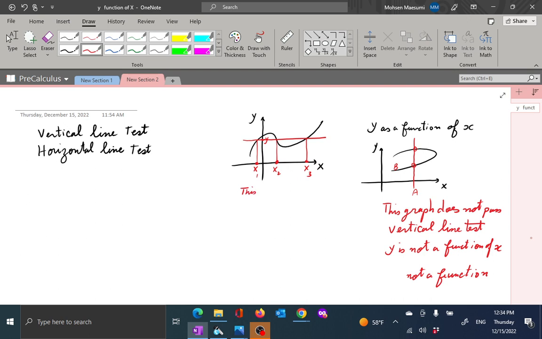this function does not pass the horizontal line test, and as a result we say it is not one-to-one.